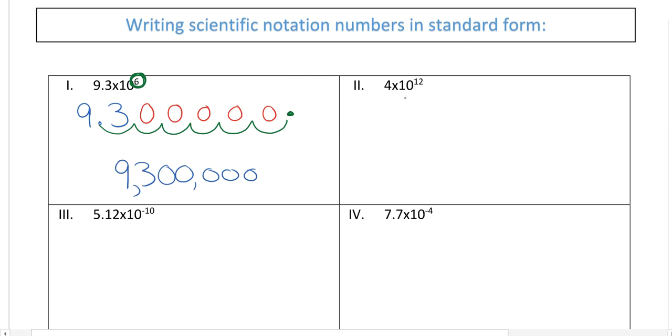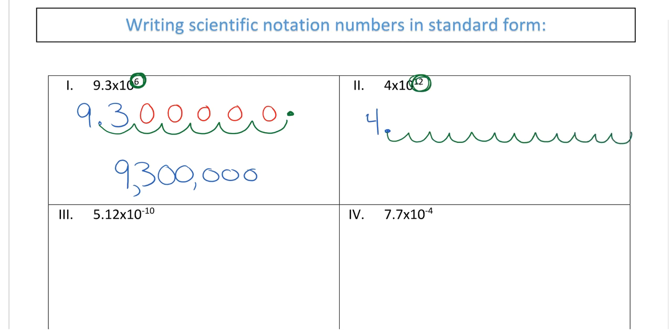If I look at number 2, 4 times 10 to the 12th, I start with 4 as my significant digit. The decimal is technically after it, and I'm going to swing the decimal 12 places to the right since it's a positive 12. 1, 2, 3, 4, 5, 6, 7, 8, 9, 10, 11, 12. And then I'm going to fill all of those swings with zeros. Now be very careful to make sure you're not putting in extra zeros or missing swings. Okay, so that gives us 4 trillion.